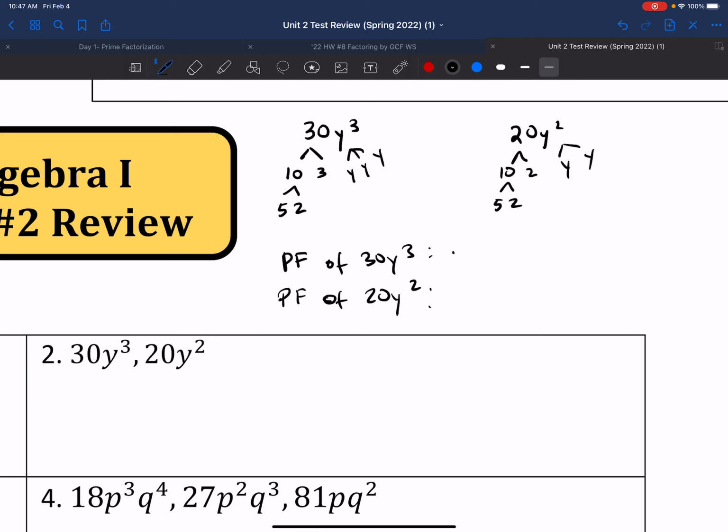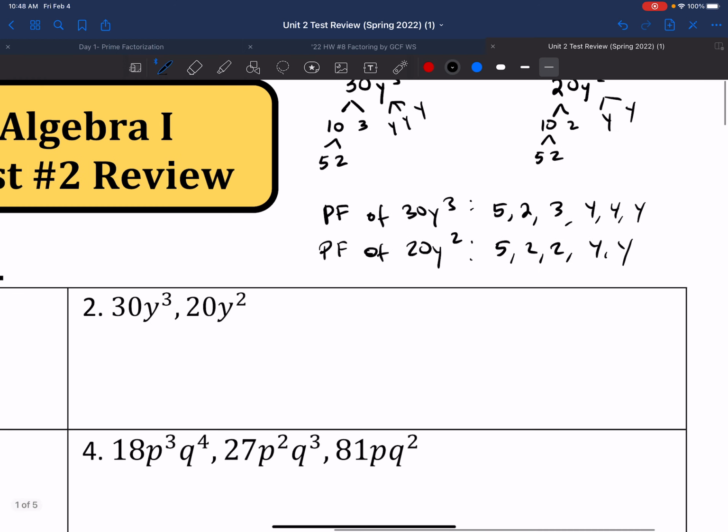So then I'm going to write 5, 2, 3, y, y, and y. And then the other one is just going to be 5, 2, 2, y, and y. Now I'm going to figure out what is common between the two lists, because I'm trying to figure out my GCF. I see here's a 5 here and a 5 here. Here's a 2 here, here's a 2 here. And a y here and a y there.